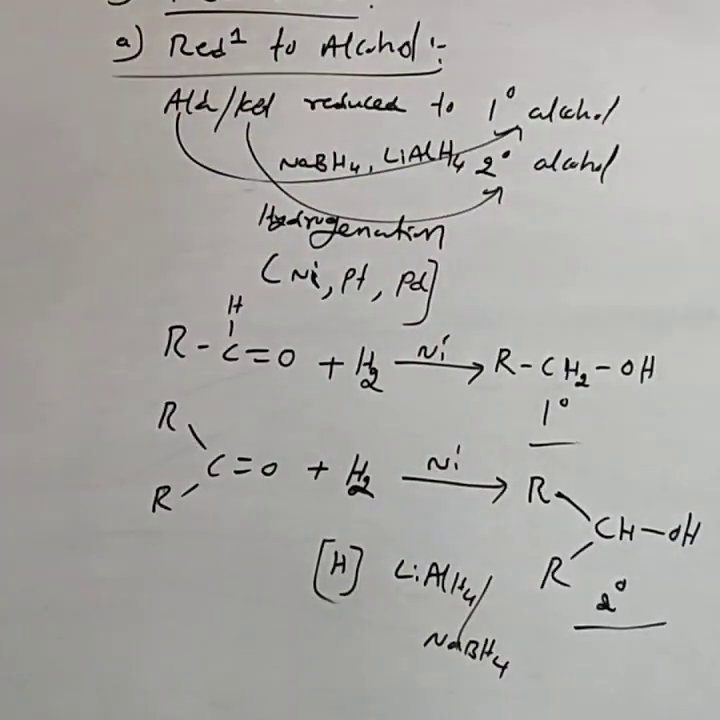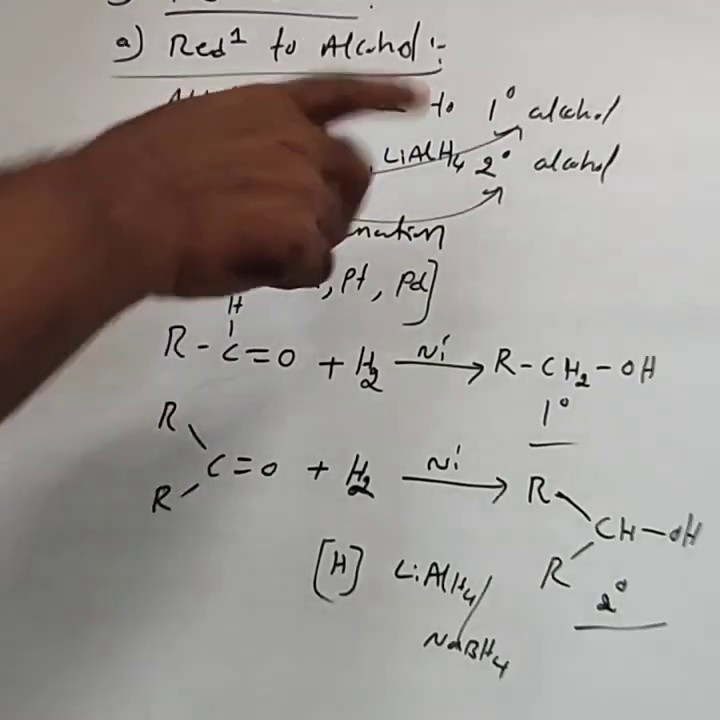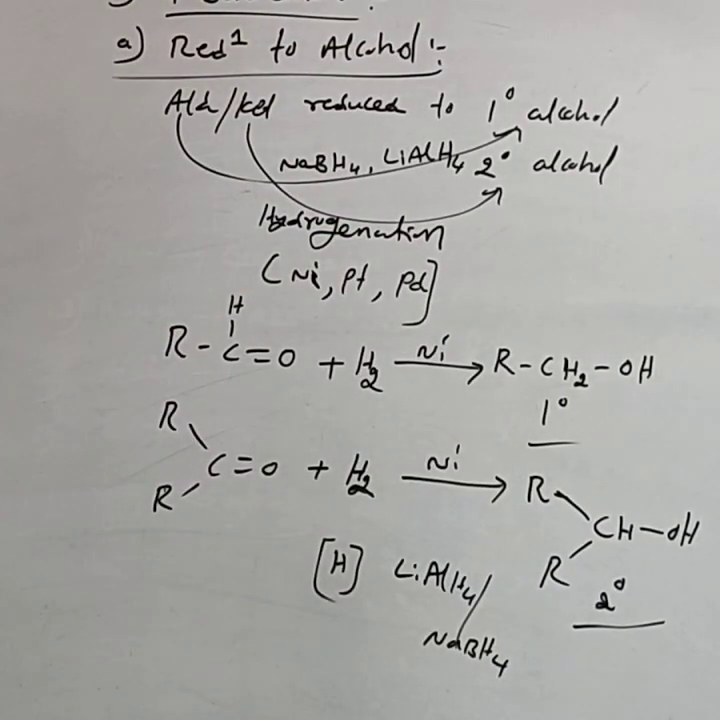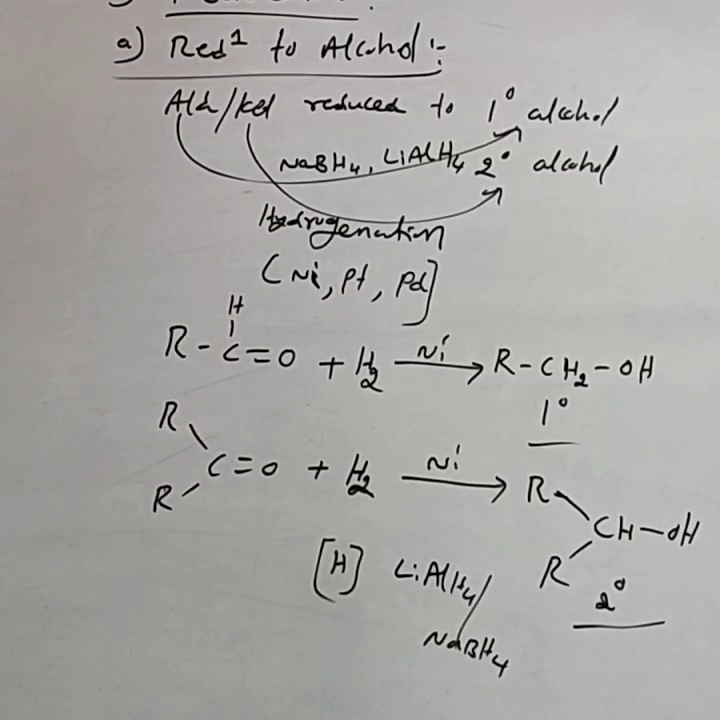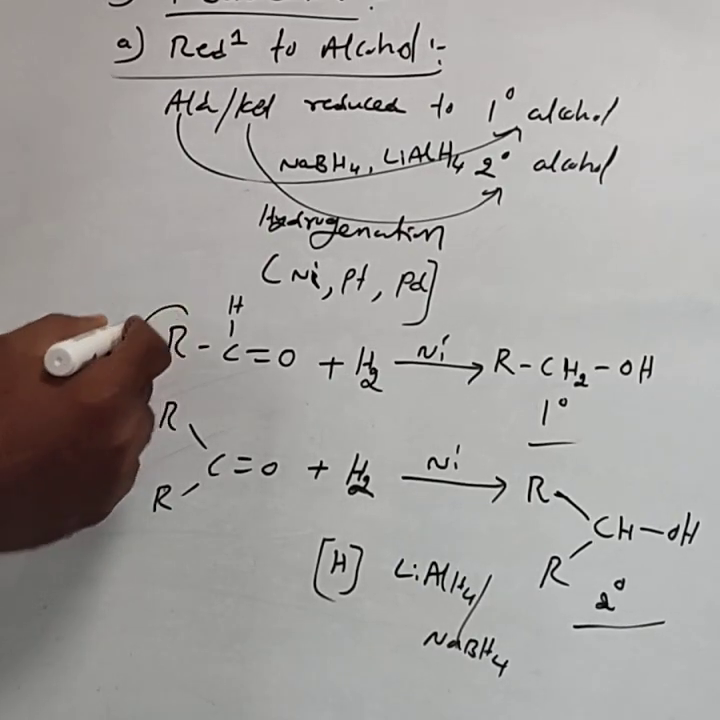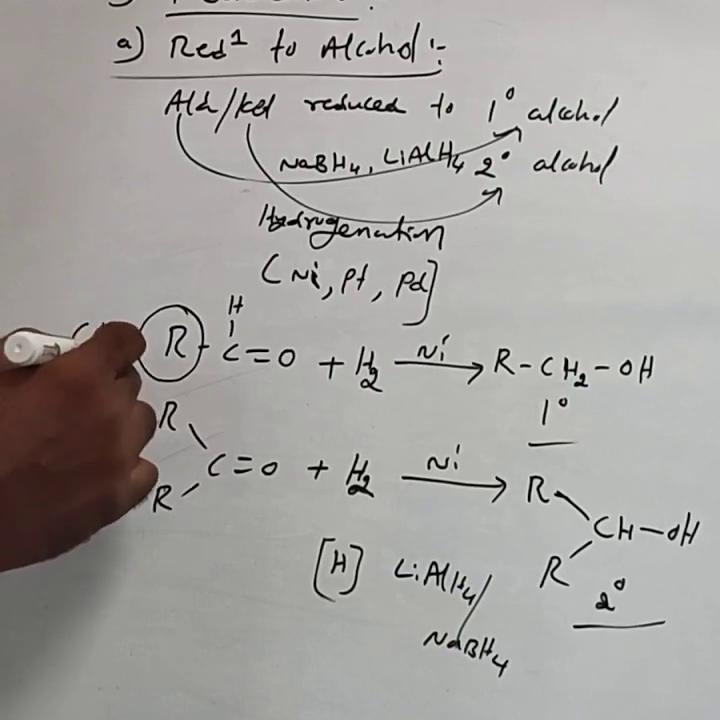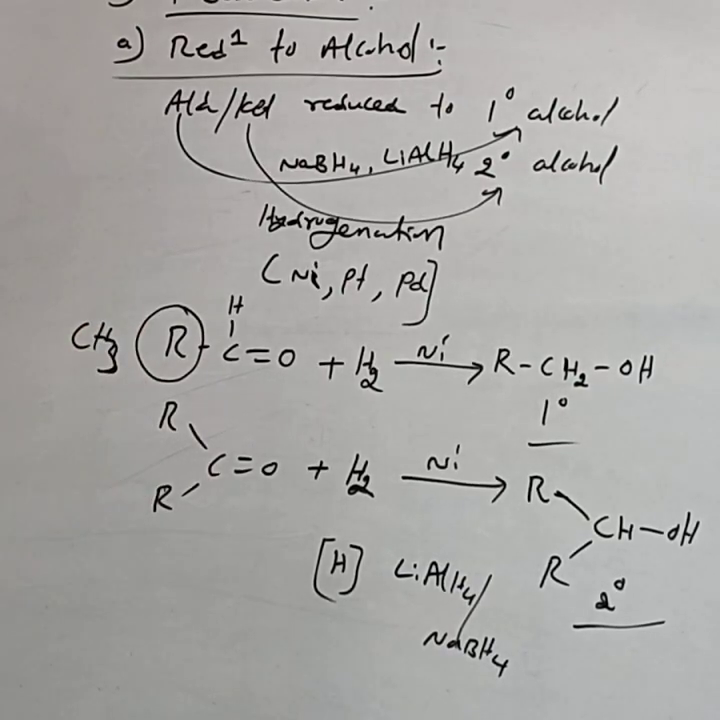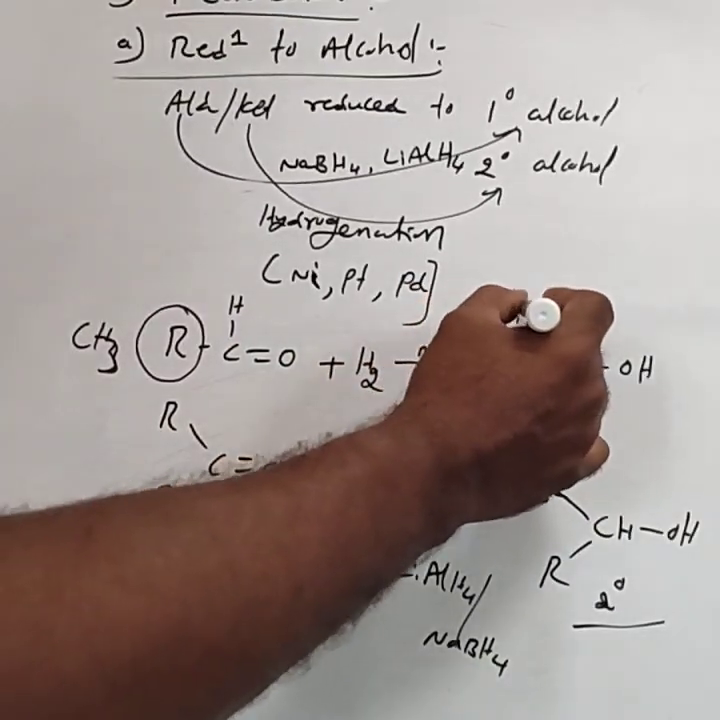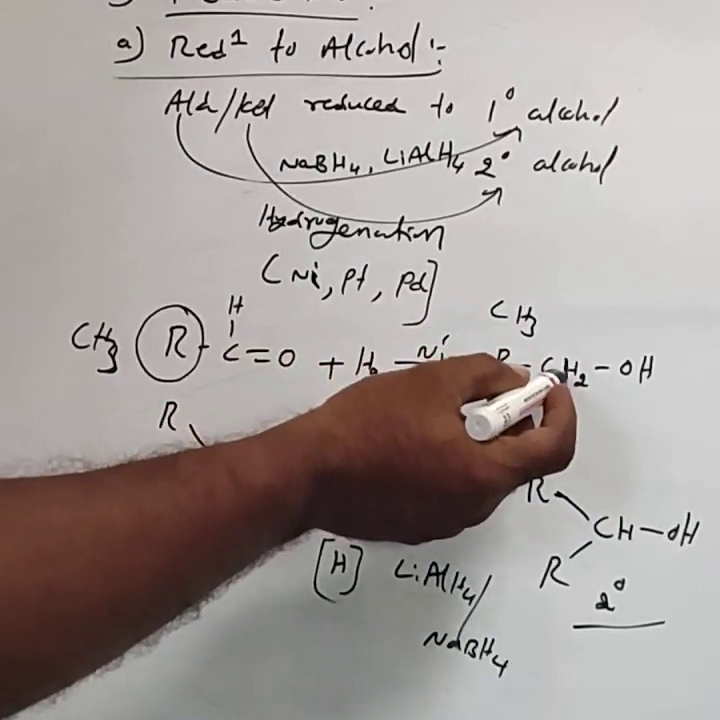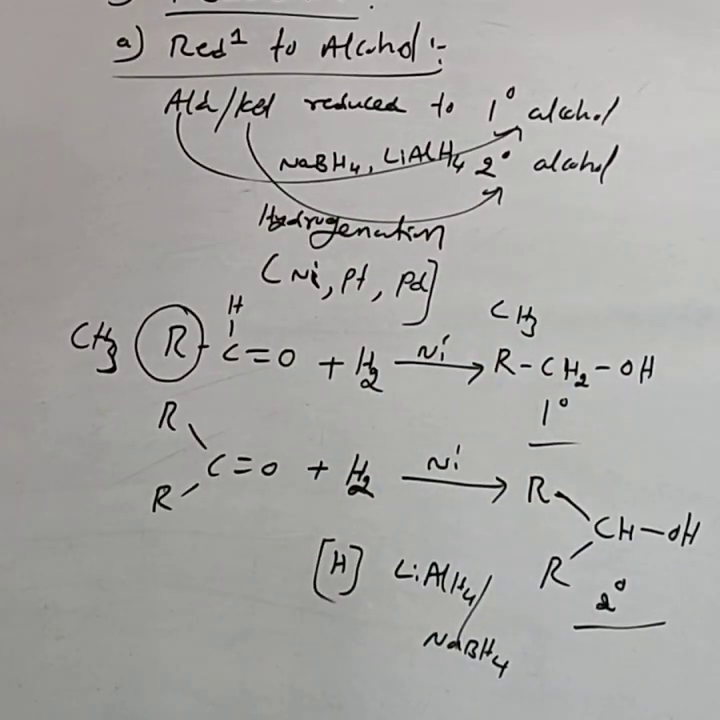Aldehydes are reduced to primary alcohol, ketones are reduced to secondary alcohol, either by using NaBH4, LiAlH4 or catalytic hydrogenation. Using this general equation, you can consider examples. If you take acetaldehyde, R is CH3. Then the alcohol formed is ethyl alcohol, CH3CH2OH.